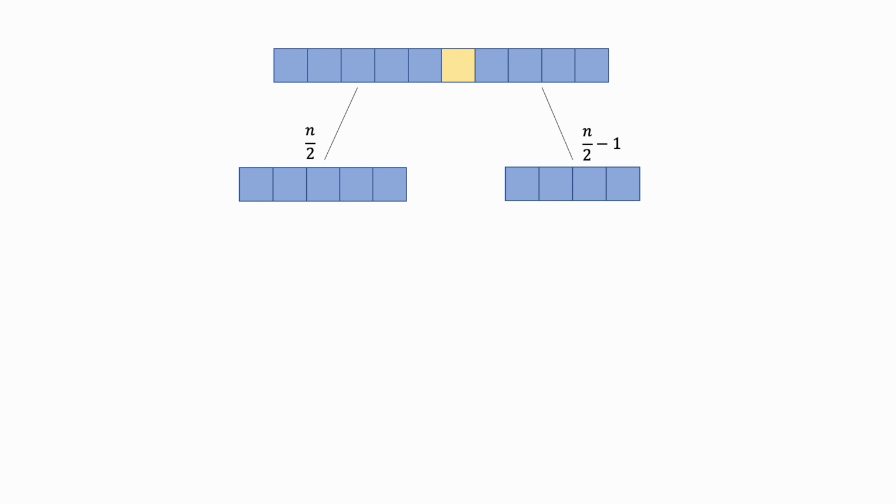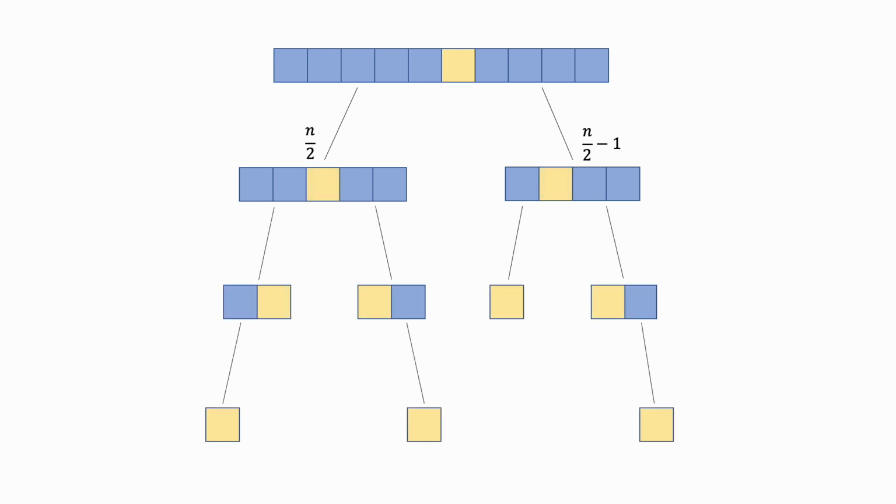That way, with each recursive call, the array is split roughly in half. It's not going to be exactly half. For example, in this case, one is n over 2, and the other is n over 2 minus 1, because we exclude the pivot element. But because we're subtracting a constant, we can just ignore that minus 1 for big O purposes. Now this pattern will keep continuing.